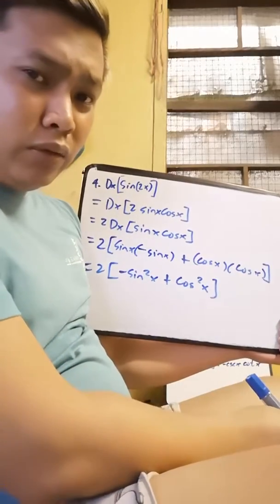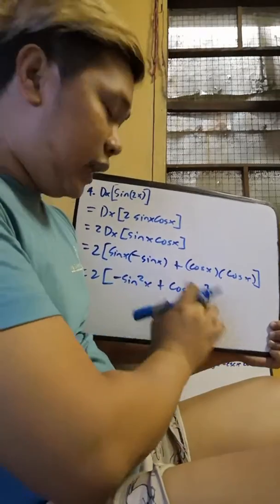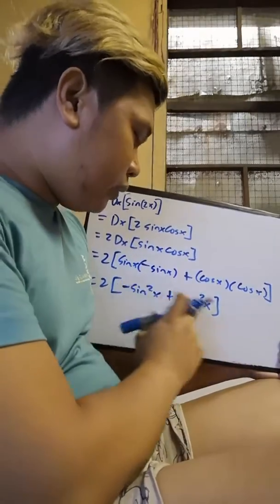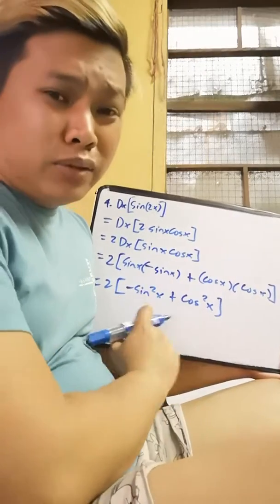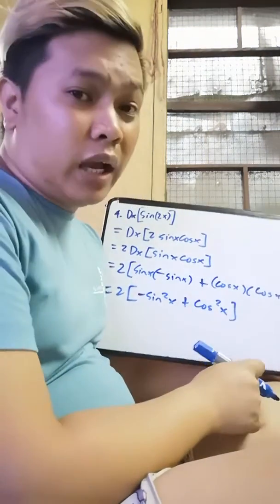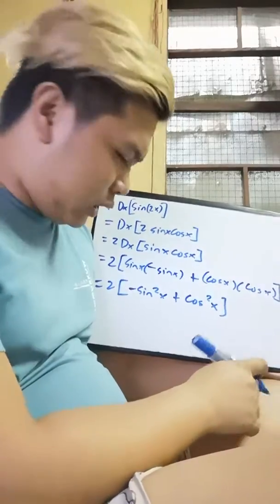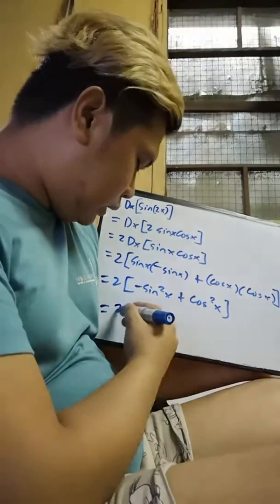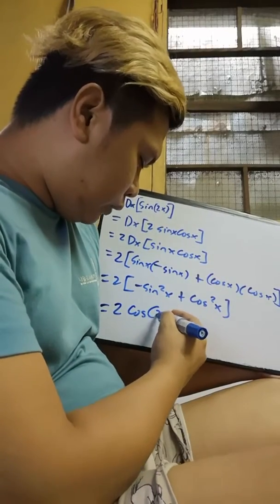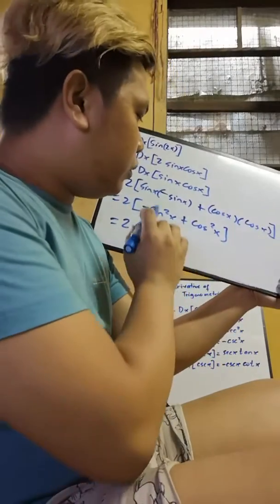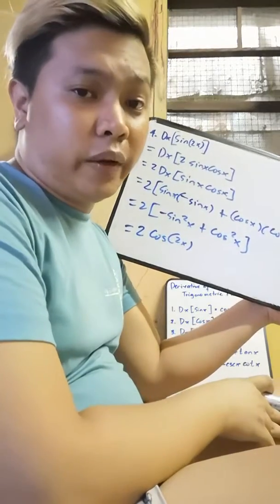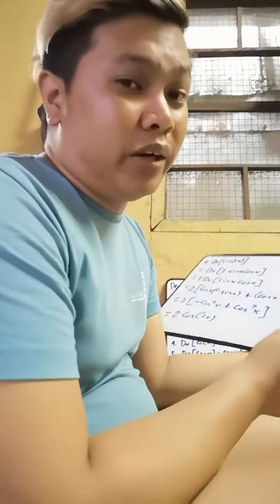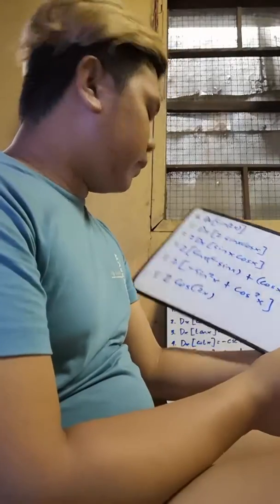Actually, tapos naman na siya. Ito na yung pinakasagot niya. Pero, using identities kasi, yung cosine squared x minus sine squared x ay equal sa cosine 2x. So, pwede mo pa siyang gawin ganon. So, instead of writing this, pwede ko siyang isulat as 2 cosine 2x. Okay? Again, yung cosine squared x minus sine squared x is equal to cosine 2x. Another identity din. May identities.